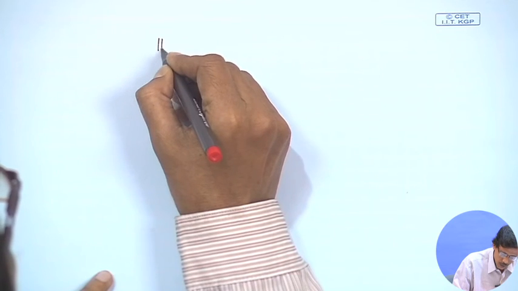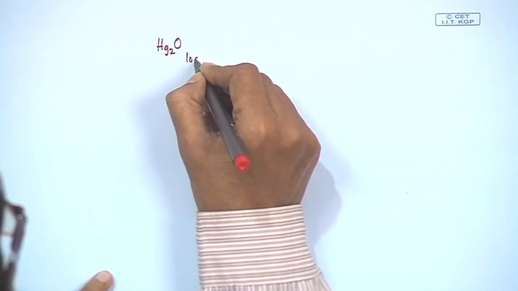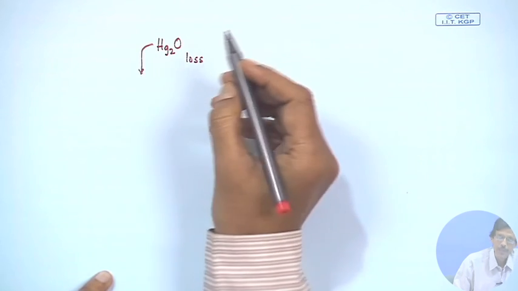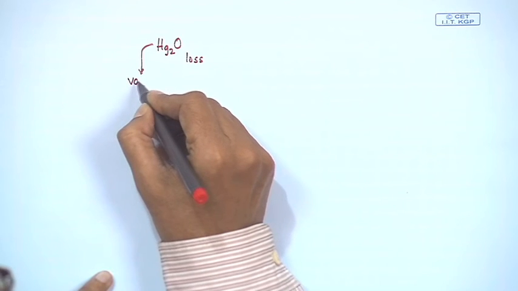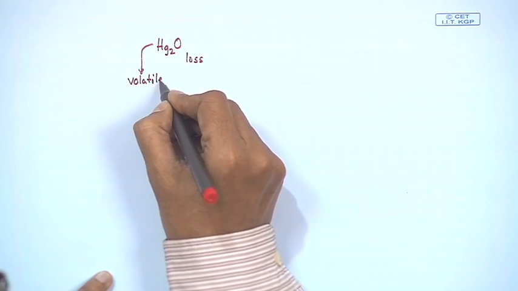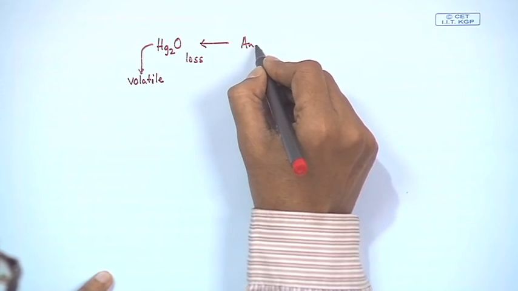So, we can monitor the Hg2O loss, and one important thing we should remember is the typical knowledge that this sample is volatile and is coming out from your analyte or the sample.